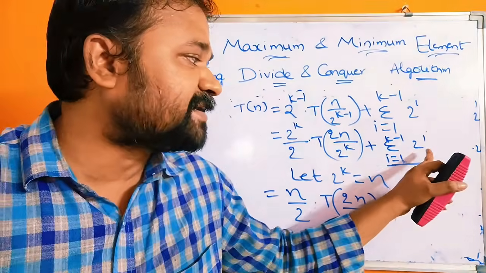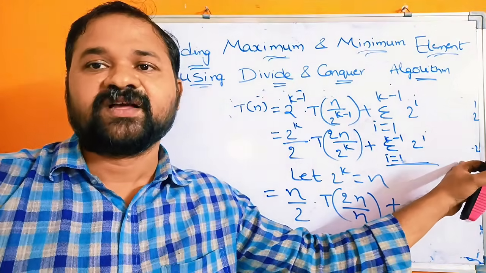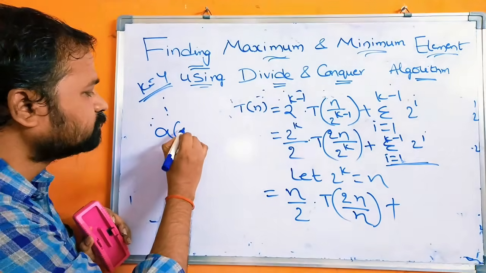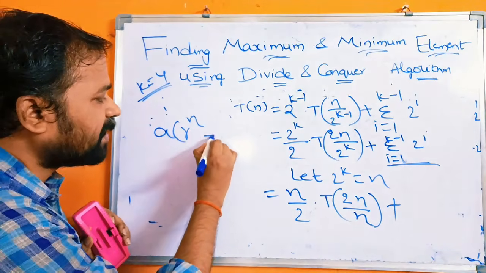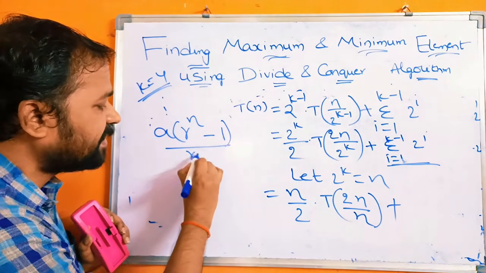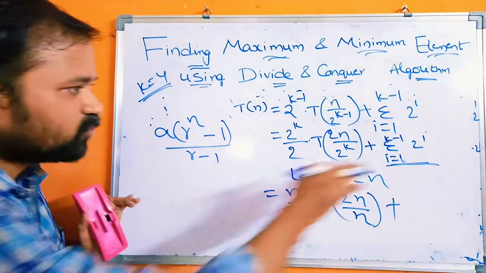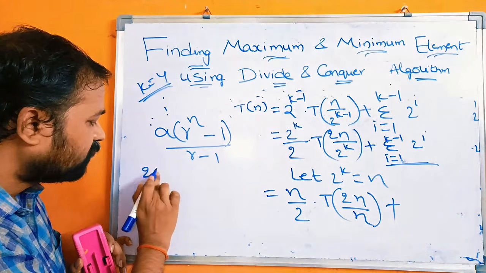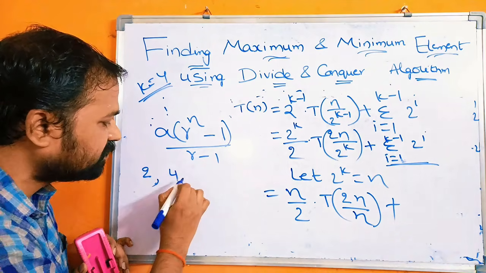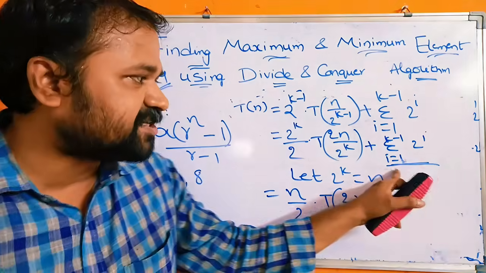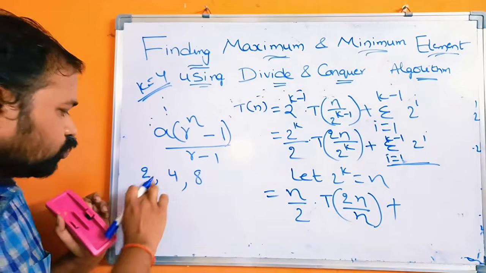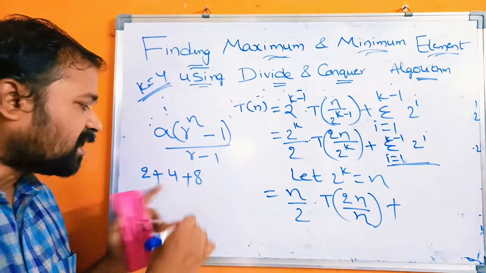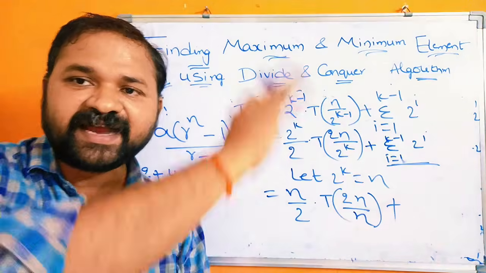This is nothing but a geometrical progression equation. The geometric progression formula is a into r power n minus 1 by r minus 1. So here, what is this equation? This equation is in the form of like this: 2, the second term is 4, the third term is 8. What is the first term? 2 power 1, which means 2. What is the second term? 2 power 2, which means 4. What is the third term? 2 power 3. So likewise we can write n number of terms.